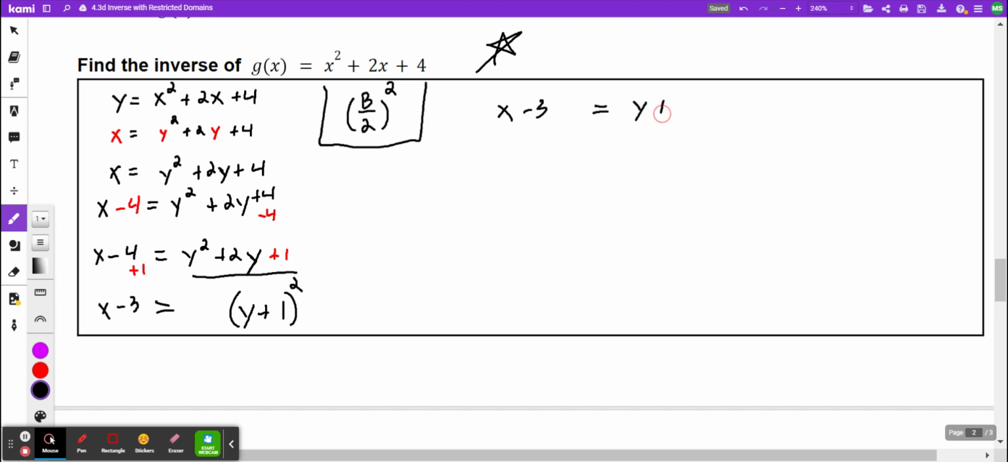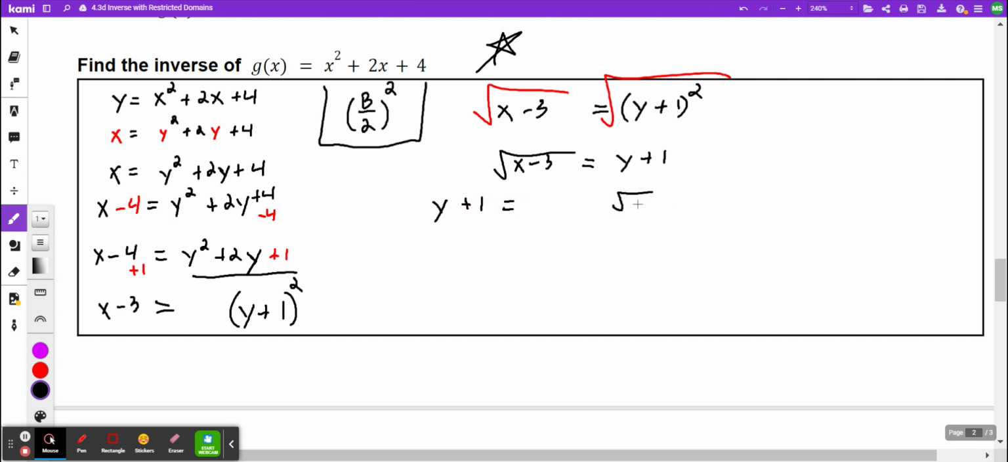So I have this y plus 1 squared. Now, what is the opposite of squaring? Square rooting. So I'm going to get x minus 3, the square root of that is equal to y plus 1. So I'm going to get two different answers here. So I'm going to switch it back to y plus 1 is equal to square root x minus 3. And I'm going to get plus or minus.